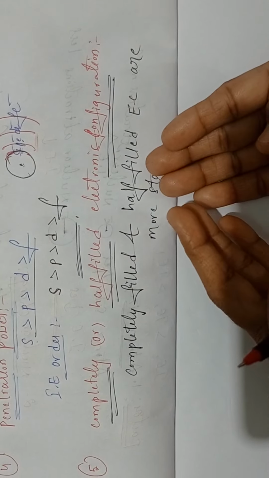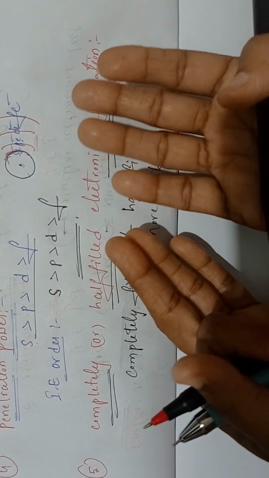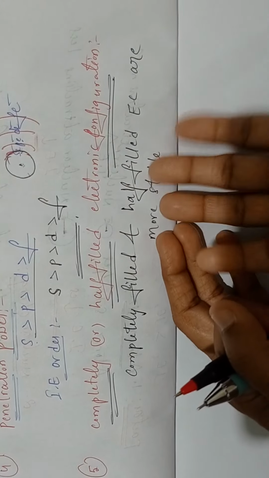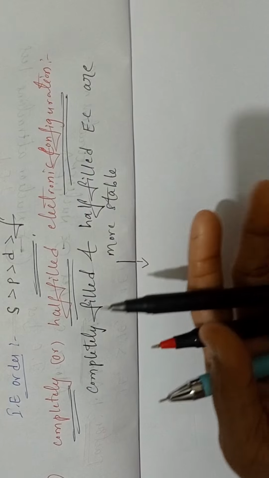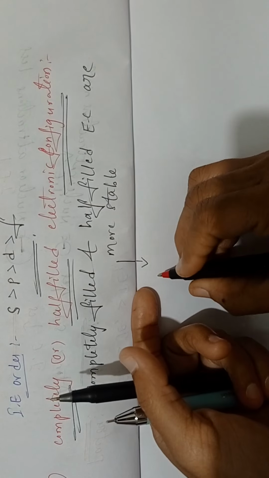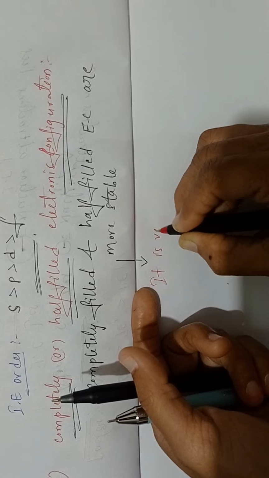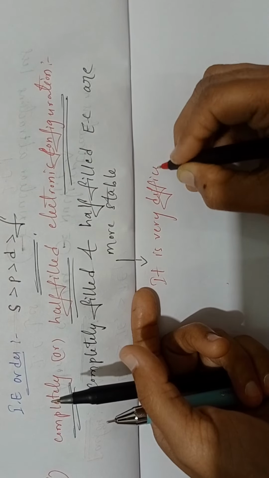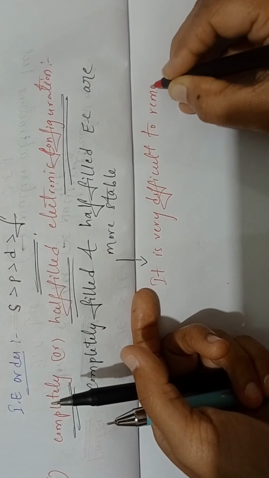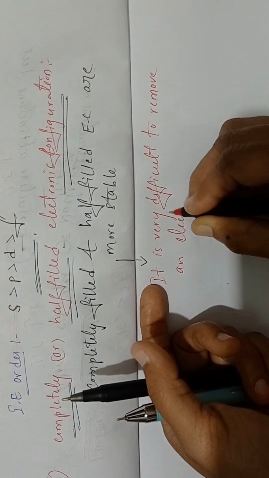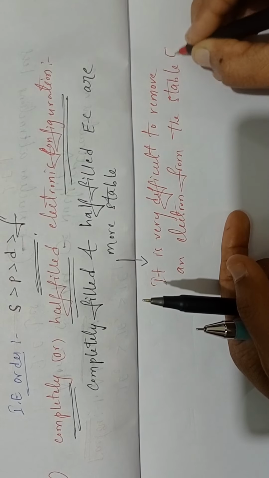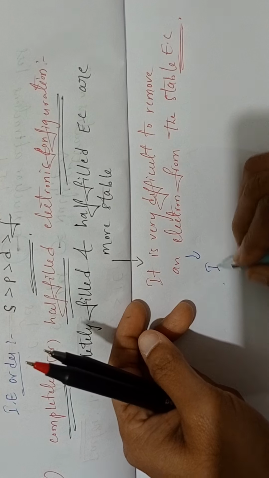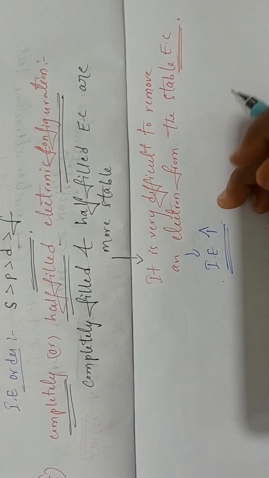That they are stable means those electrons are strongly bound by the nucleus. Are you clear? So here more energy is required, and that's why ionization energy is more. It is very difficult to remove an electron from a stable electronic configuration. So that's why ionization energy is more.